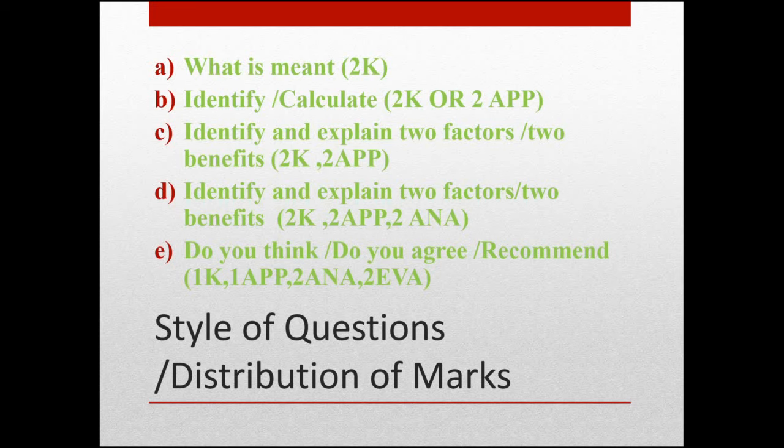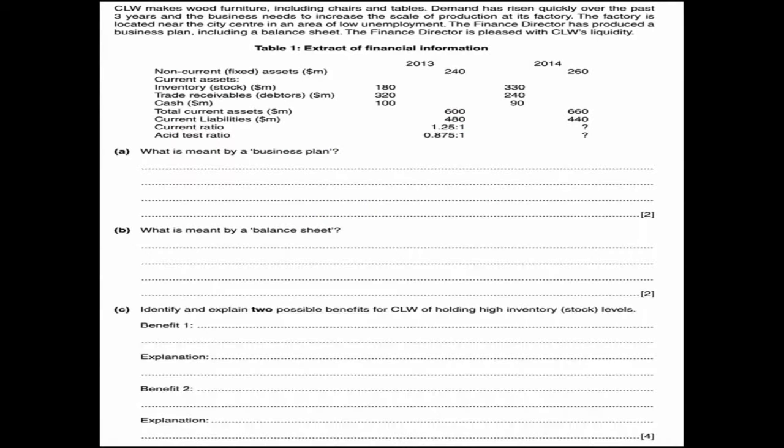Okay, so these are the questions that you will see in paper 1, and this style is always the same. So you'll always see A like this and B like this, C, D, and E. You will always see them the same. So it's important to know how the marks are distributed, to know how to answer in the exam.